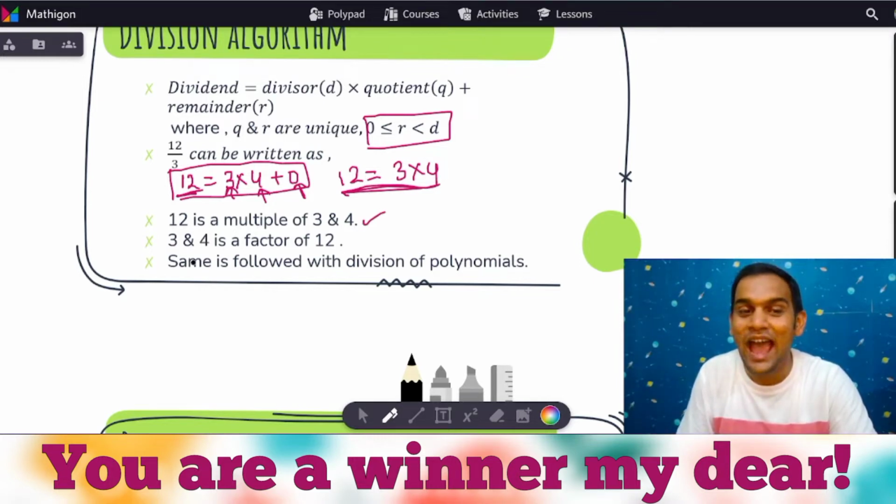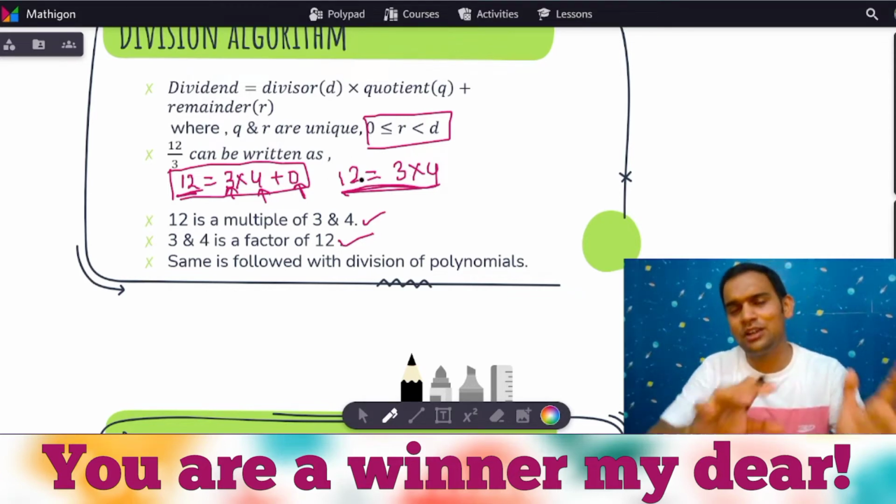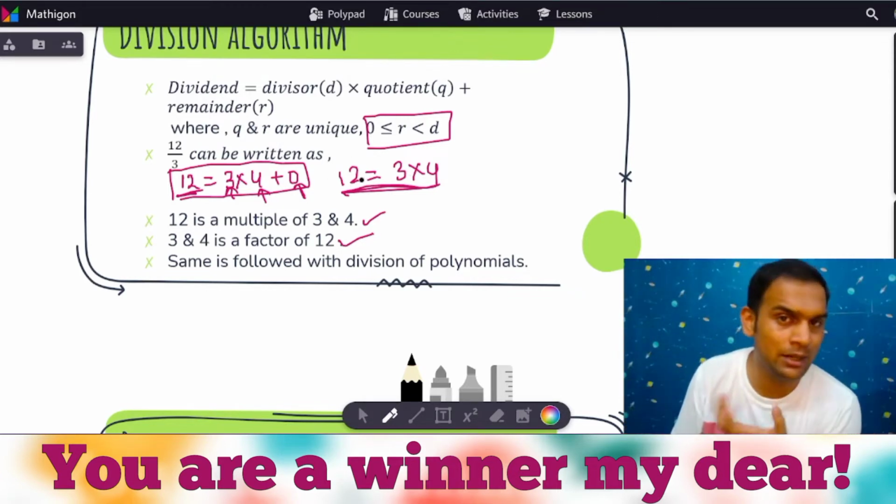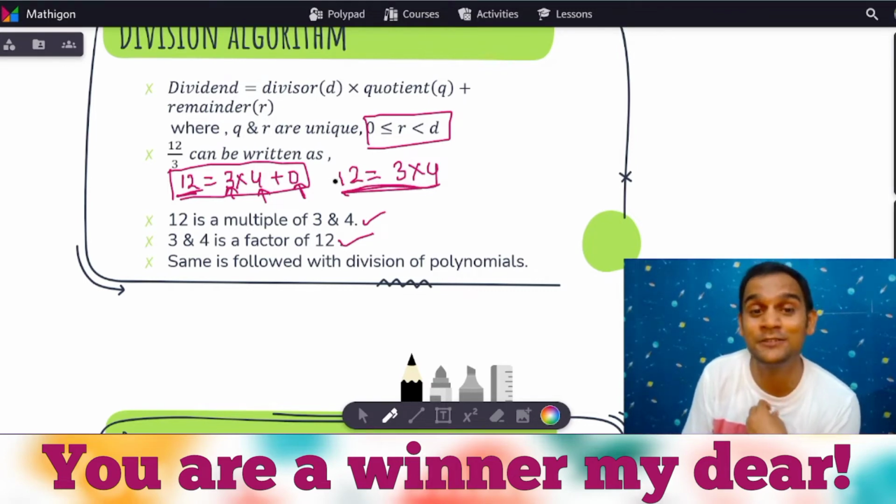Yes or no? And 3 and 4 are factors of 12. What is the meaning of factor? For a bigger number, whatever smaller numbers can divide that bigger number properly with the remainder 0, they become the factors. So over here 3 and 4 are the factors, and 12 is a multiple of 3 and 4 both.